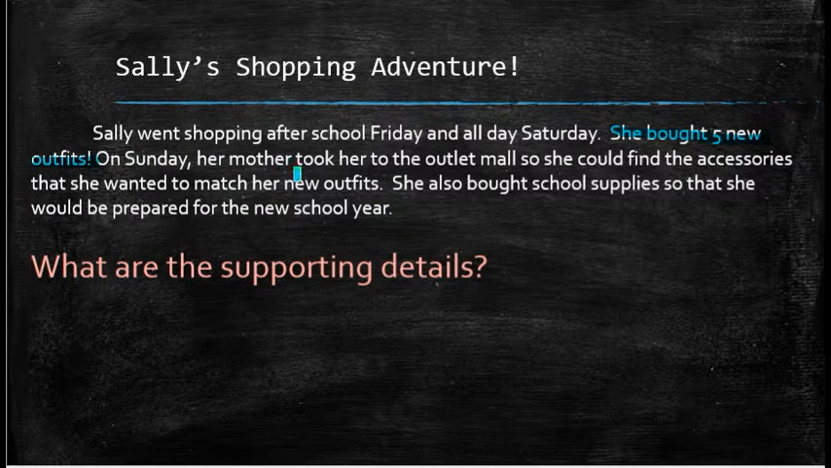Okay, so on Sunday her mother took her to the outlet mall. Okay, so she bought some accessories. We're not going to highlight that entire sentence, on Sunday her mother took her to the outlet mall, because that's just about shopping again. Okay, and she also bought school supplies. So we've got some supporting details here. These are details about what she purchased when she was shopping. So this really helps us because now we know we have 3 supporting details.